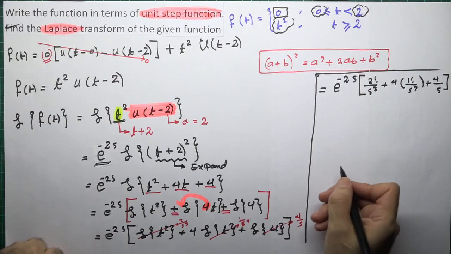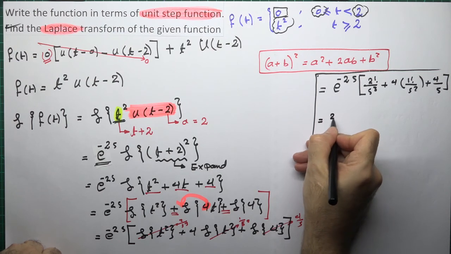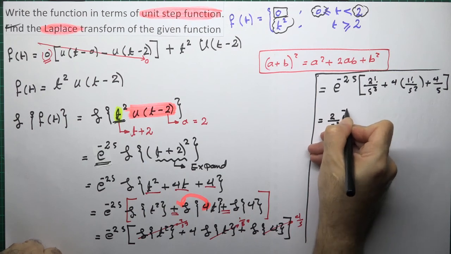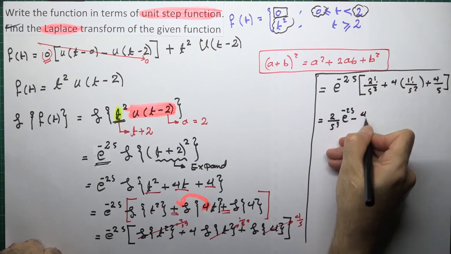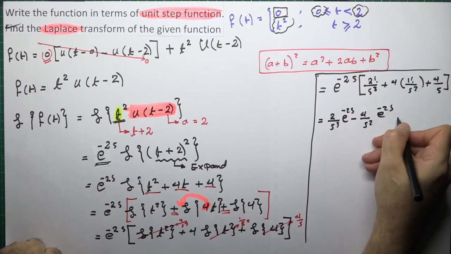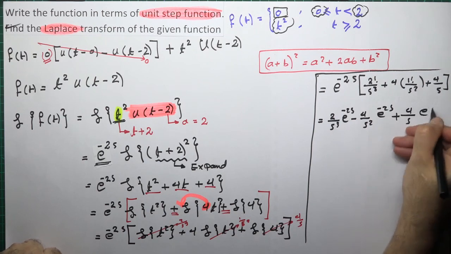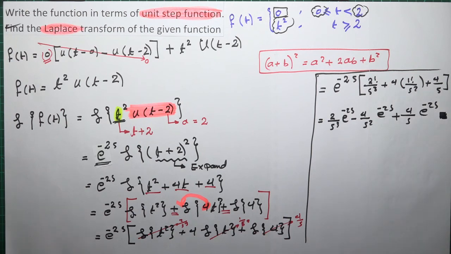بإمكاننا بس نكتبها بشكل بحيث تبدو أبسط من ما هي عليه الآن. It will be 2 over s cubed times e to the minus 2s. ممكن نعمل distribute. Plus 4 over s squared times e to the minus 2s, then plus 4 over s and e to the minus 2s. وبذلك تكون هذه المسألة قد انتهت. بإمكانك أن تبقى وترى المزيد على هذا الموضوع، وشكرا.